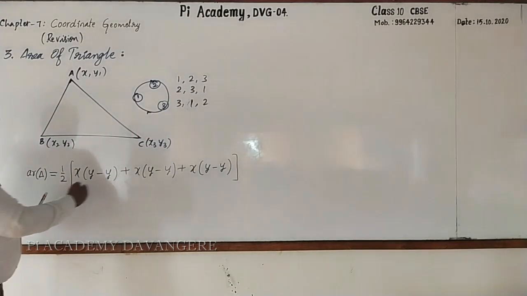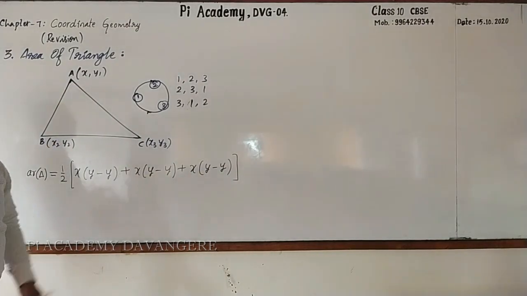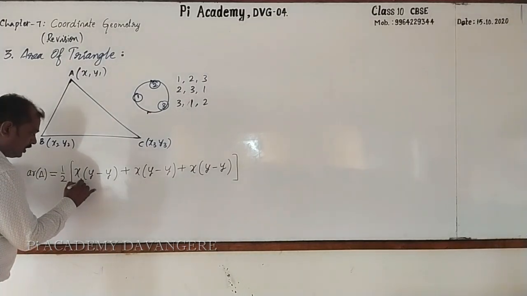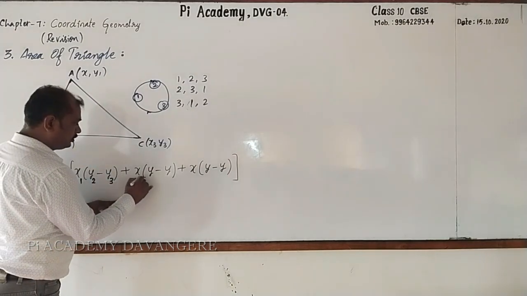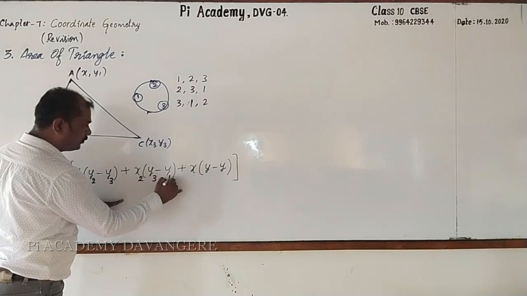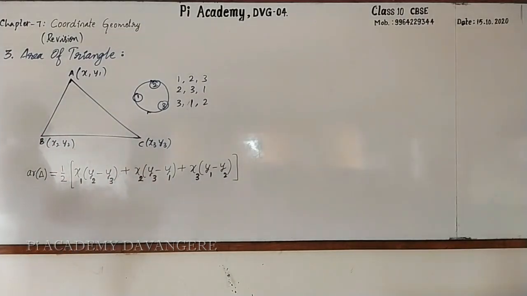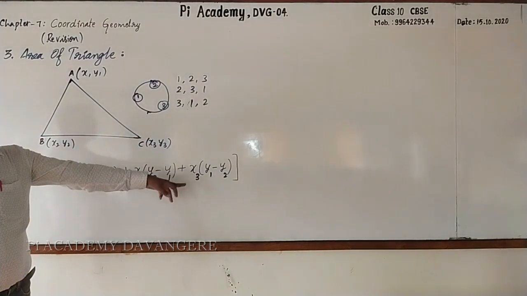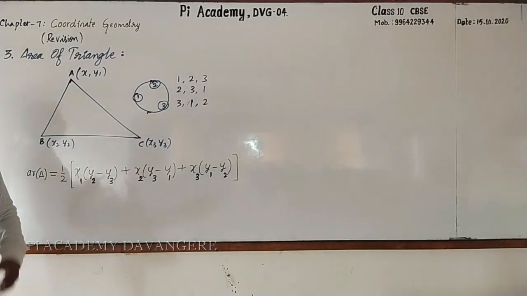No. All the terms are same, but here we have the vertices x1, y1, x2, y2, x3, y3. Use the cyclic numbers for these. If you start from 1, this is 2, this is 3. Next, here 2, 3, 1. Next, 3, 1, 2. Is it not simple? Yes. It is half into x1 of y2 minus y3 plus x2 of y3 minus y1 plus x3 of y1 minus y2. Here also the substitution will be easier.